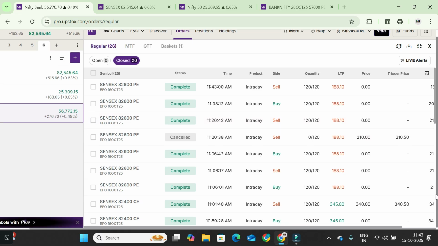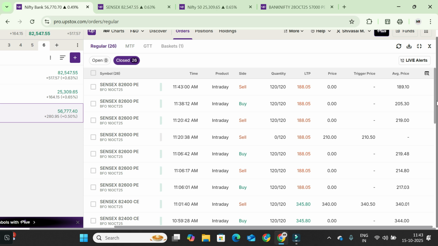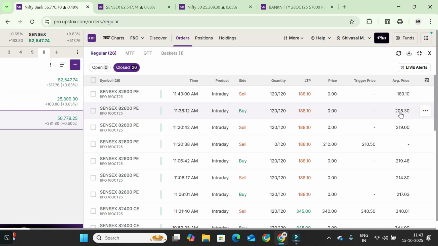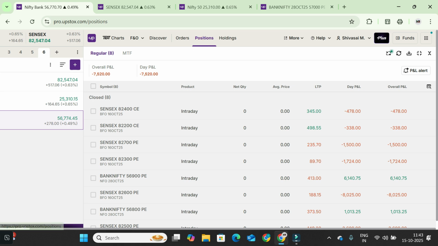You can see these are the order books. I was already in multiple trades, and this is the final entry and exit. I feel like I already overtraded. This is the final position. We made a loss of 7,500 because we had been continuously profitable for the past 6 or 7 days. Today you can see, I want to make it clear.